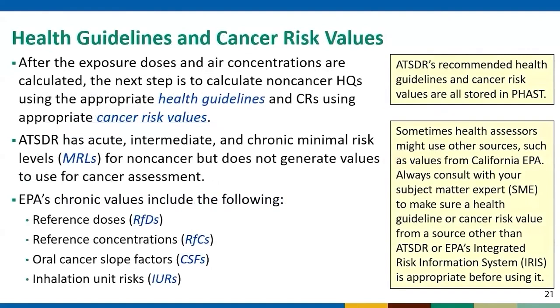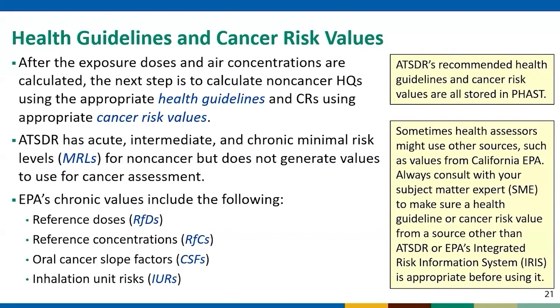After you have your exposure doses or air concentrations, the next step is a comparison to the appropriate health guidelines to derive non-cancer HQs and to use cancer risk values to calculate cancer risk. Health guidelines for non-cancer endpoints include MRLs, which are developed by ATSDR. They can be for chronic, intermediate, or acute exposure durations, depending upon the available toxicological data. MRLs are only for non-cancer. ATSDR does not derive health guidelines for cancer.